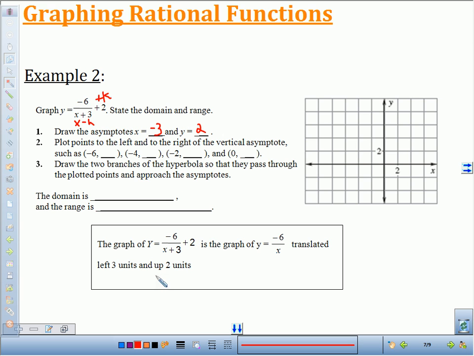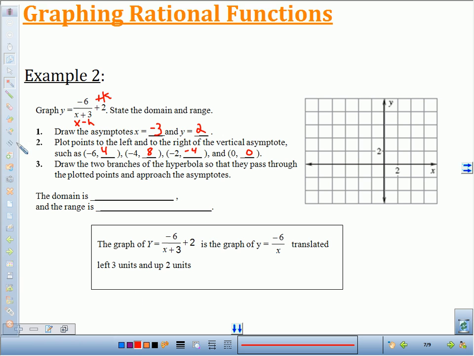So we're going to plot some points. Again, we're going to go into our calculator to get this done. And when I plug this into the calculator, when x is -6, y is 4. When x is -4, y is 8. When x is -2, y is -4. And when x is 0, y is 0. So I just pull those numbers right out of the calculator.